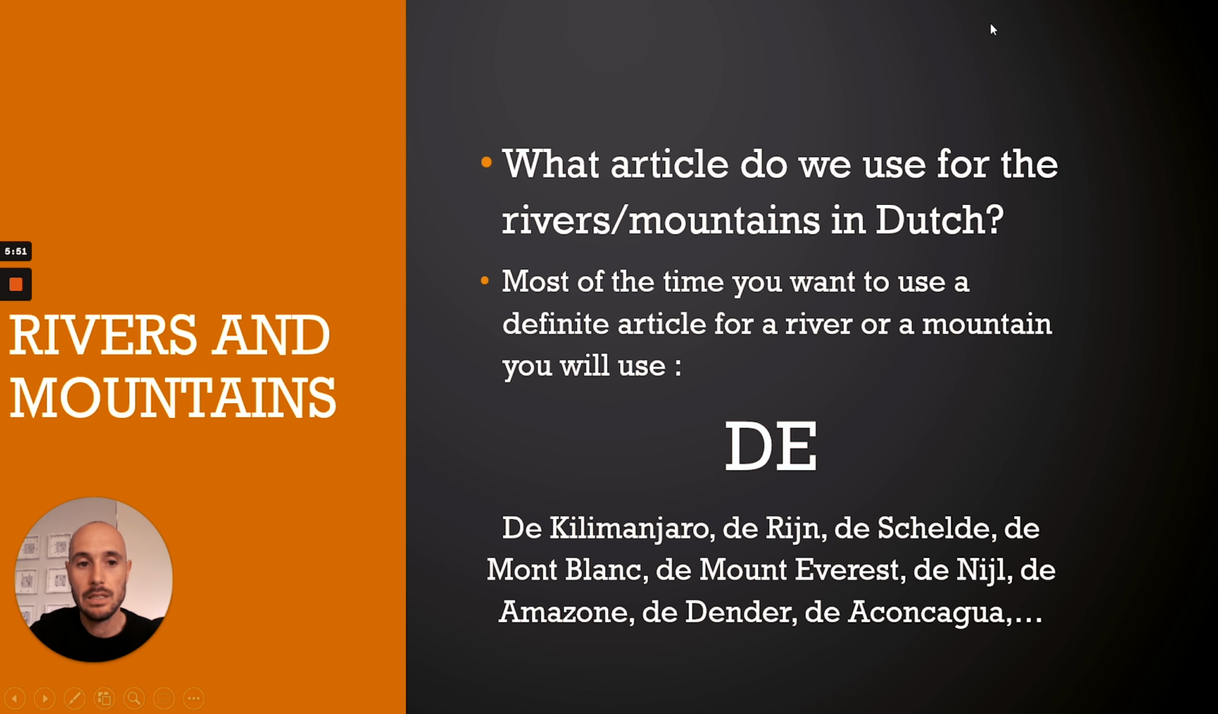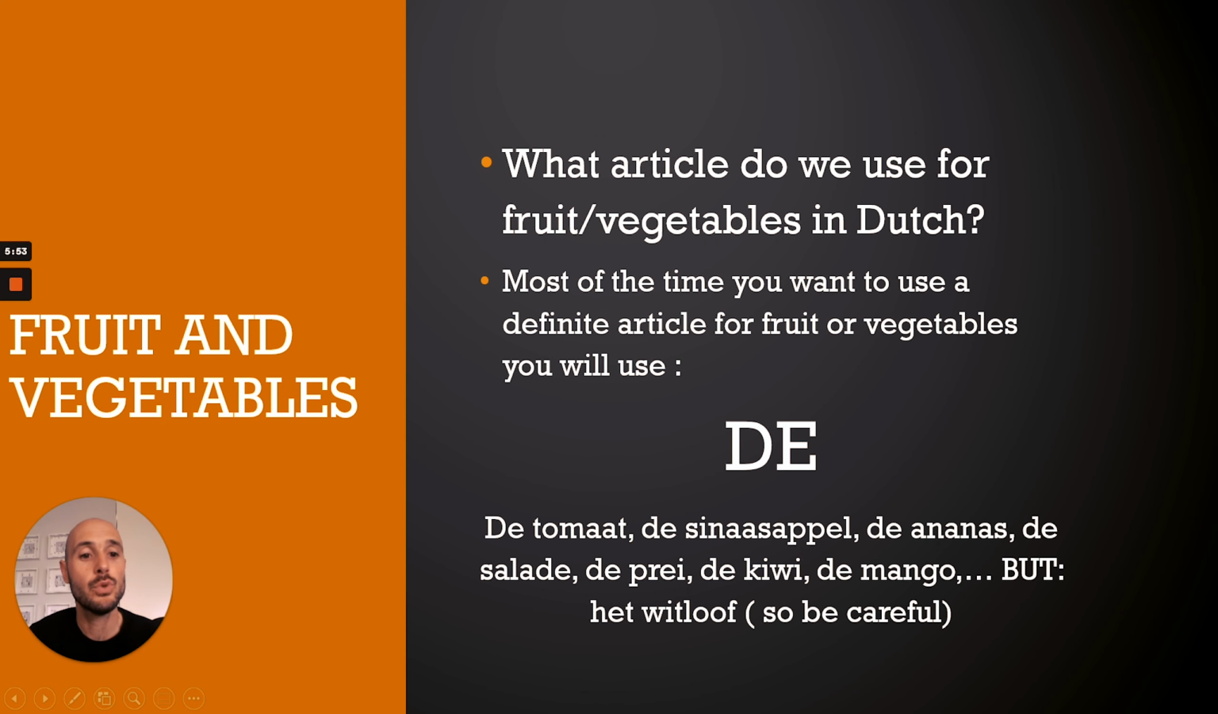Now we continue and we'll speak about fruit and vegetables. Now this is again a general indication. It is not watertight. So what article do we use for fruit and vegetables in Dutch? Most of the time when you want to use a definite article for fruit or vegetables, you will use de.